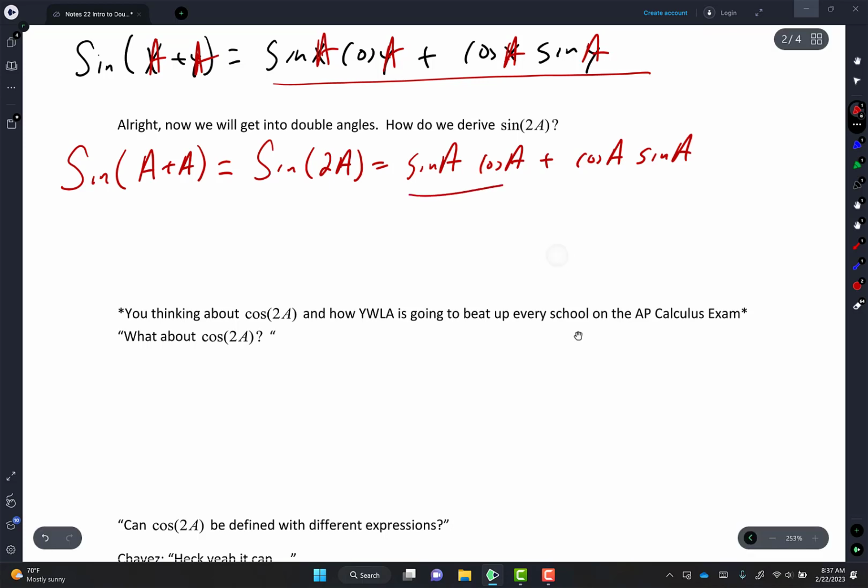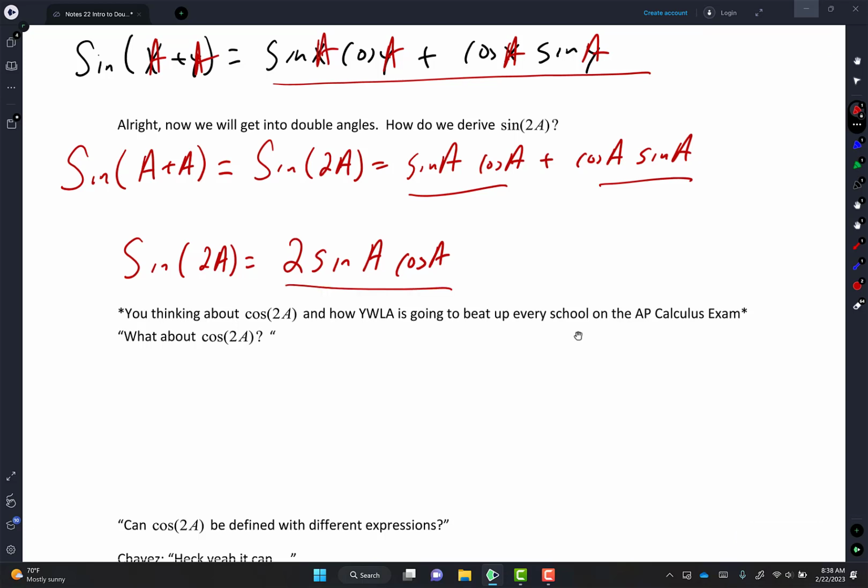How many of these do you see? Yeah, 2 of them. You can say it loud and proud. 2 of them, guys: 2 sine a cosine a. And there it is. That's it, that's a formula. How do you feel? Not bad, right? Pretty straightforward. Okay, so that's one of them.